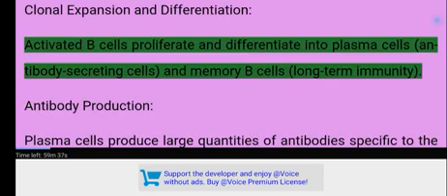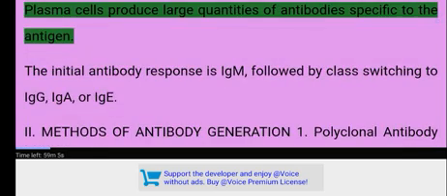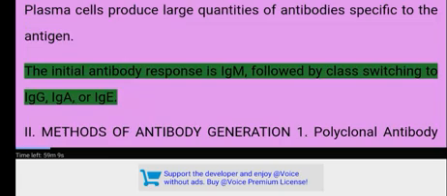Clonal expansion and differentiation: activated B cells proliferate and differentiate into plasma cells, antibody-secreting cells, and memory B cells, providing long-term immunity. Antibody production: plasma cells produce large quantities of antibodies specific to the antigen. The initial antibody response is IgM, followed by class switching to IgE, IgA, or IgG.